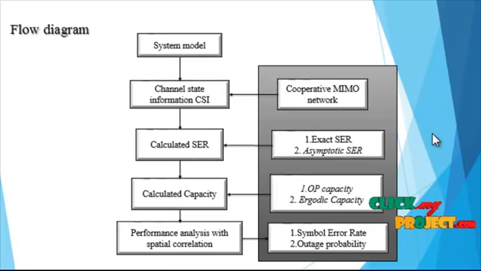Let us discuss the flow diagram of the project. First of all, this is the system model, and then the channel state information (CSI), then we calculate the SER, the symbol error rate, and the capacity. Finally we calculate the performance analysis of the spatial correlation.